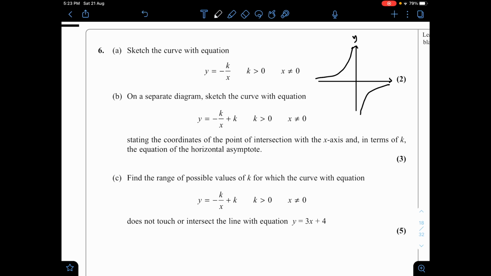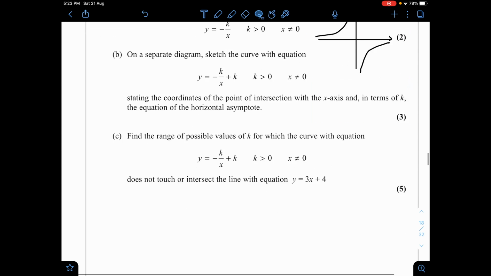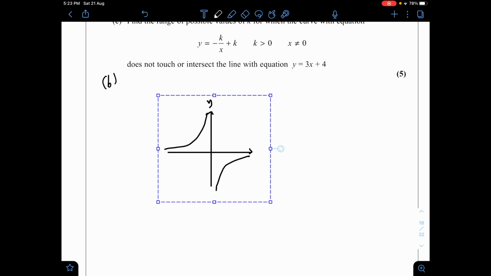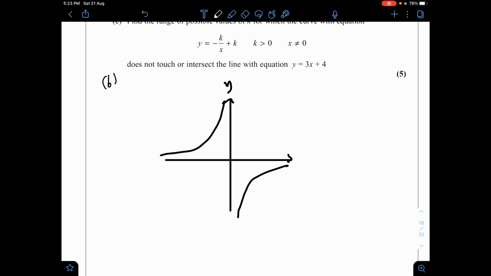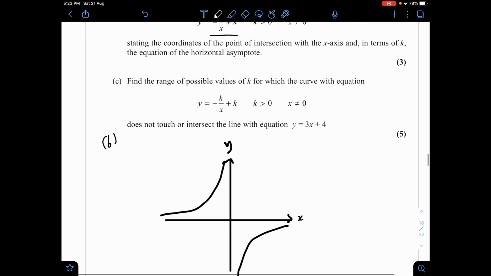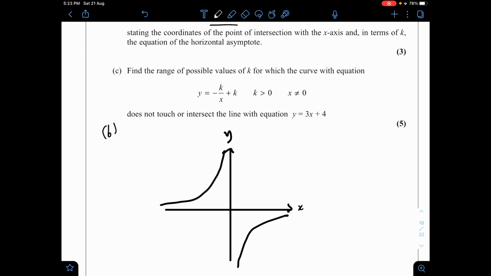What about another reciprocal diagram? Sketch minus k over x plus k. This is actually pretty simple. I'm just going to copy this and paste it over here for part B. We're going to increase it so it's easier to see. Okay, so this is x. Because we have plus k, we're going to have an asymptote, right? That means this is going to be shifted upwards, right? So this will be shifted upwards.